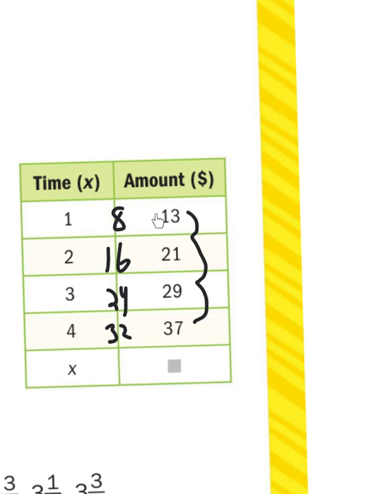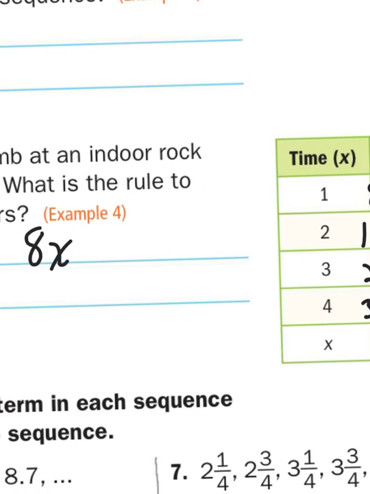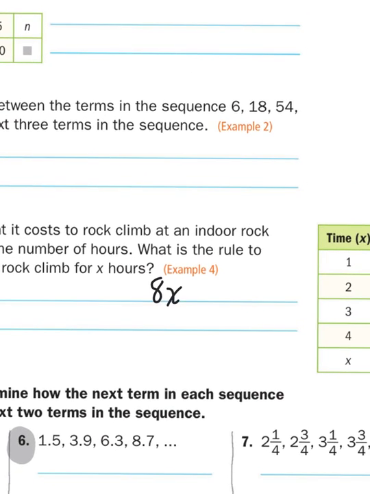To go from 8 to 13, I have to add 5. So 8 plus 5 is 13. 16 plus 5 is 21. 24 plus 5 is 29. And 32 plus 5 is 37. So the second part of my rule is going to be plus 5. So my rule is multiply x by 8 and then add 5.